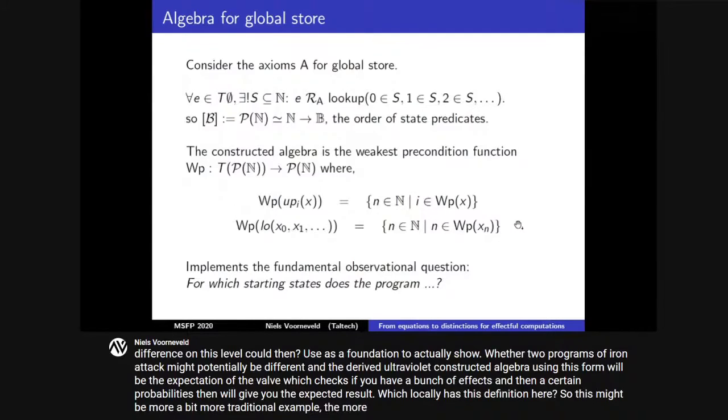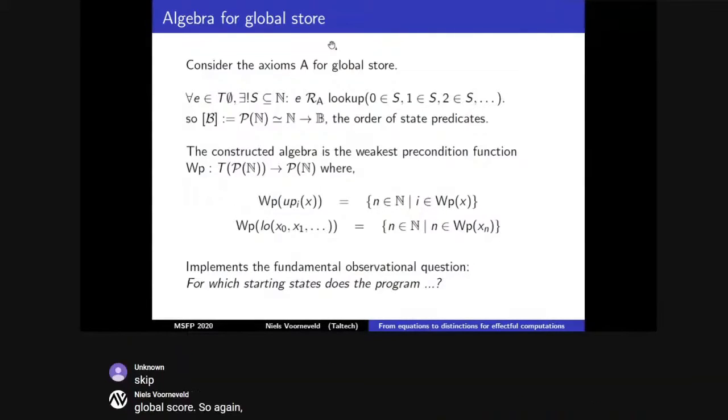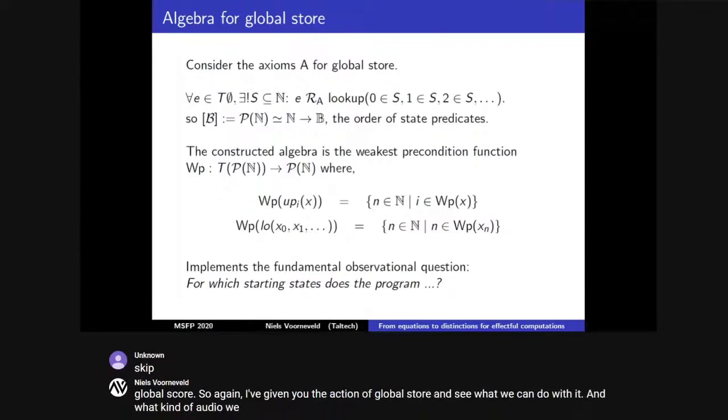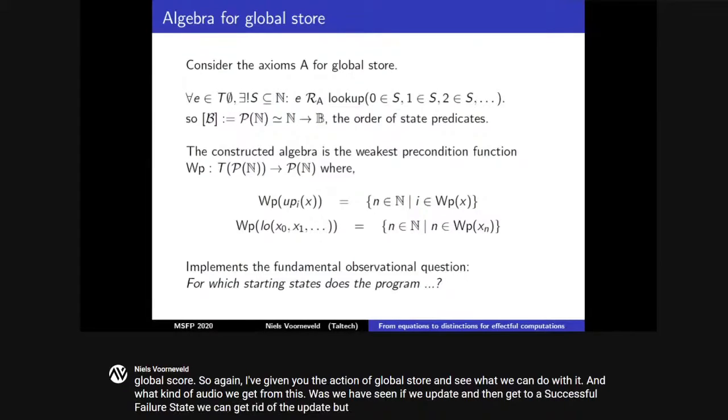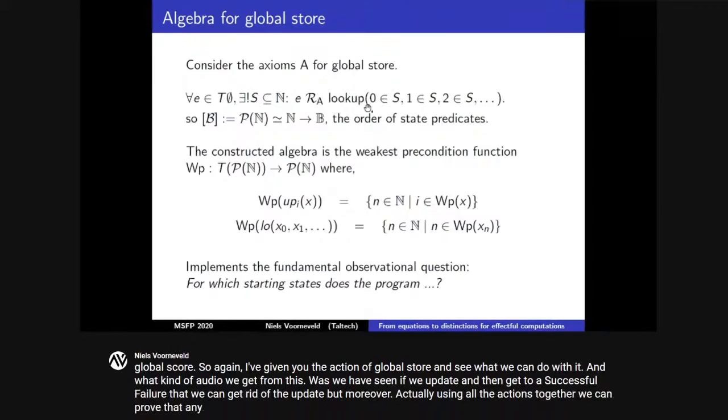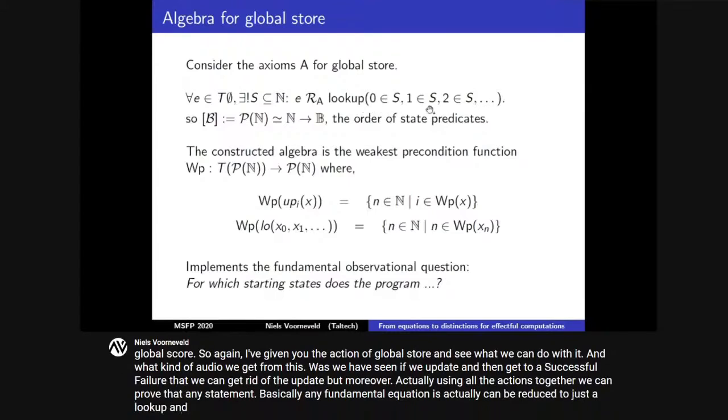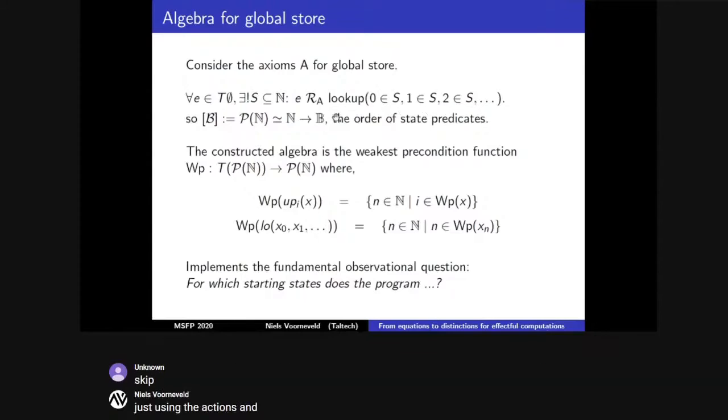The more interesting example might be the global store. So again, I've given you the action of the global store and let's see what we can do with it and what kind of algebra we get from this. Well, as we have seen, if we update and then get to a success or failure state, we can get rid of the update. But moreover, using all the actions together, we can prove that any statement, basically any fundamental equation, can be reduced to just a lookup and then a bunch of successes or failures, just using the actions. And so we know that two statements are the same if they reduce to the same lookup thing.